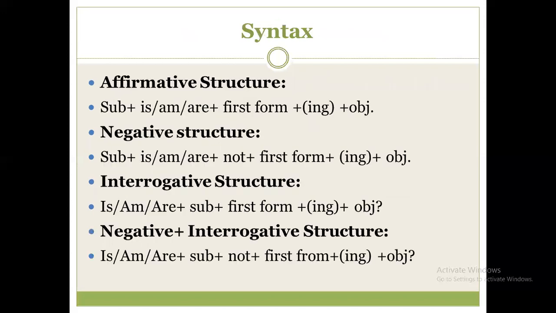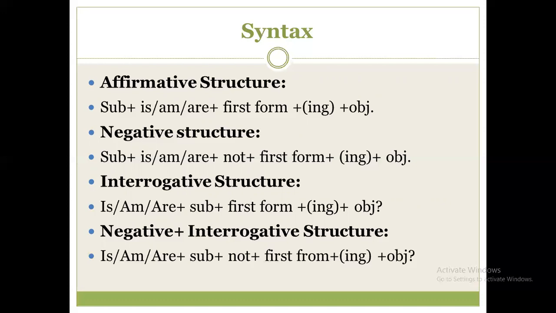Let's have the syntax of the present continuous sentences. Subject plus is, am, are plus first form of verb plus ing plus object. This is the structure of affirmative sentence. And keep one thing in your mind, that whenever we have continuous tense, we have to have fourth form of verb with that. Because without fourth form, there isn't any continuous sentence.